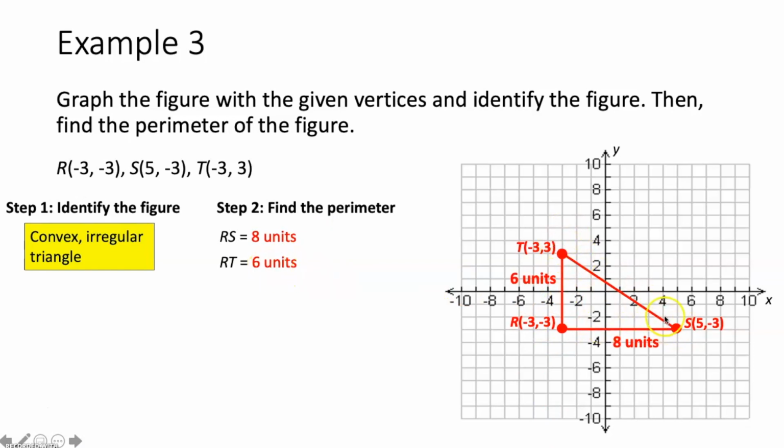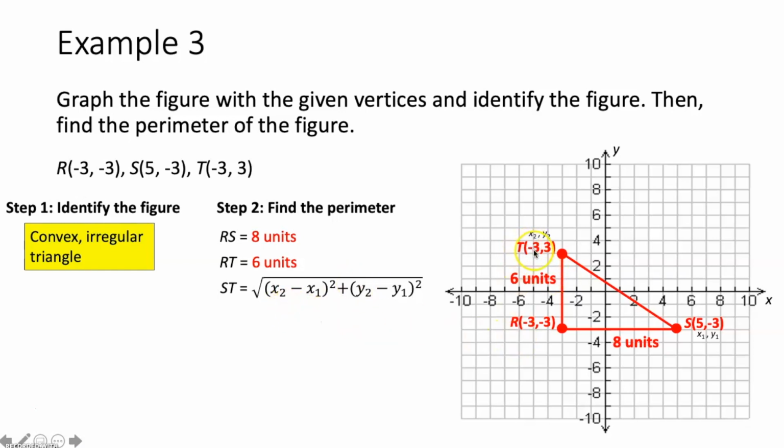This side length is where it gets tricky. Because it's not horizontal or vertical, we need to figure out the distance between these 2 points. How do we do that? The distance between 2 points we find by using the distance formula. So all we have to do is pick one of the points to be x sub 1, y sub 1, and one of the points to be x sub 2, y sub 2, and plug the coordinates into their corresponding spot in the distance formula.